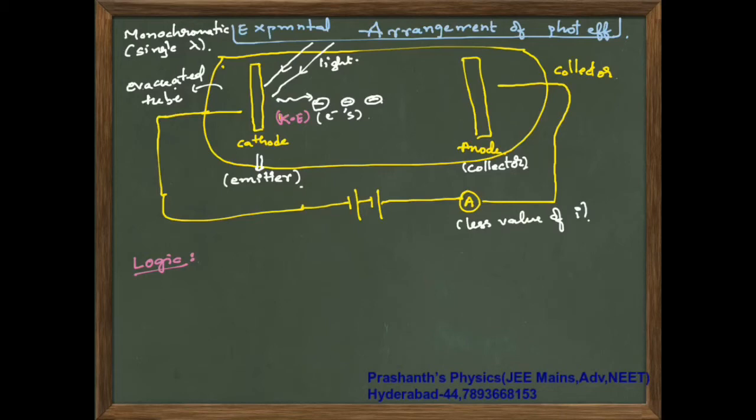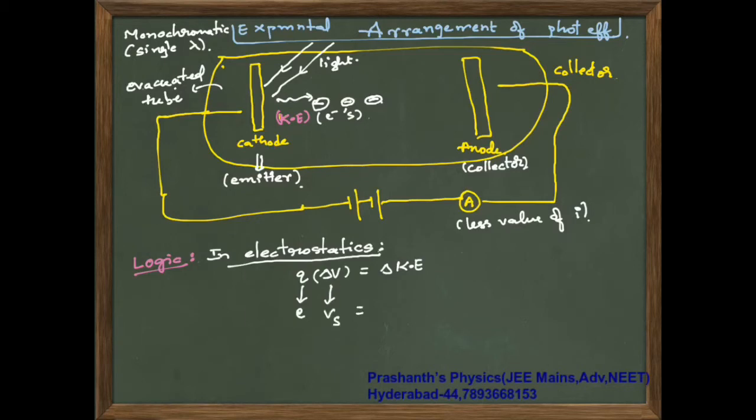In electrostatics you must have studied that charge times potential difference is your change in kinetic energy. Here the charge is that of an electron, and the potential difference is the stopping potential, when the ammeter should not show any current. So your negative charge will be minus e. Minus e times Vs is equal to KE final minus KE initial.